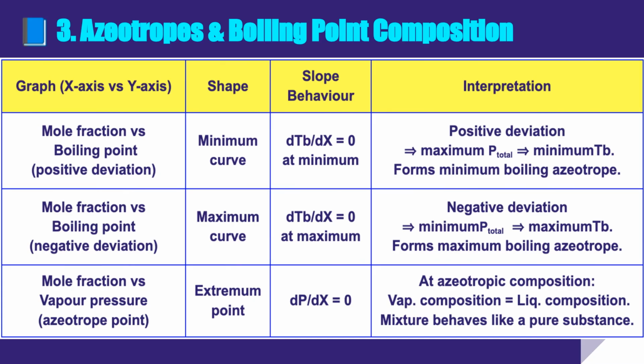Next, we look at azeotropes and boiling point composition. Note the distinction between minimum and maximum curves corresponding to positive and negative deviations from Raoult's law. Always recall: straight line means proportionality, curve means deviation, extremum means azeotrope.